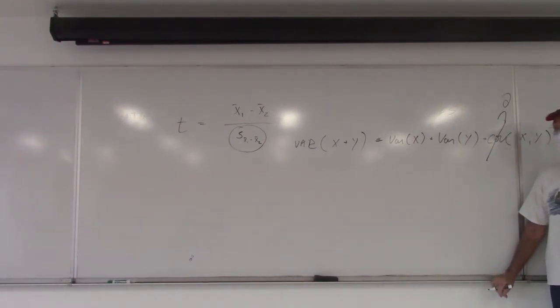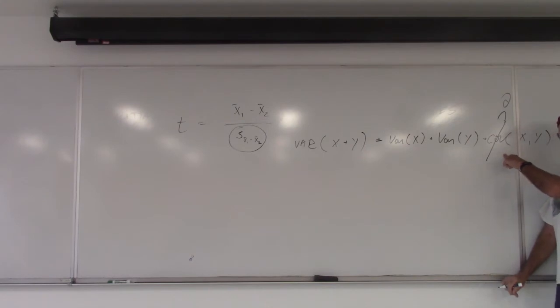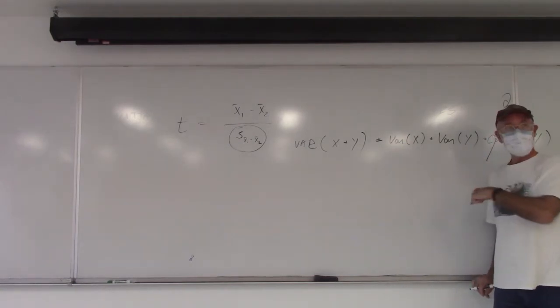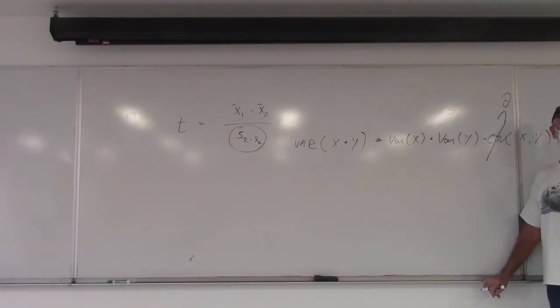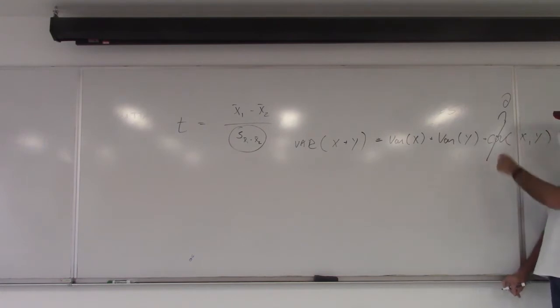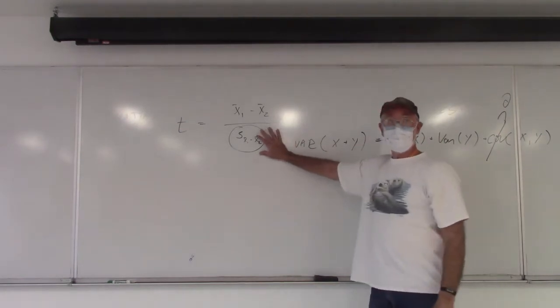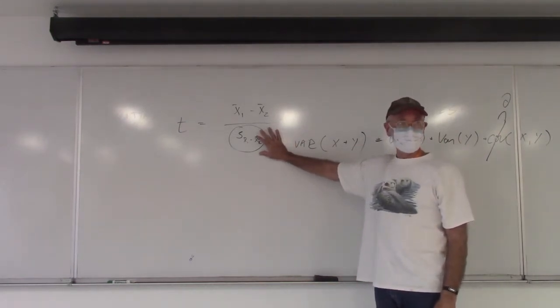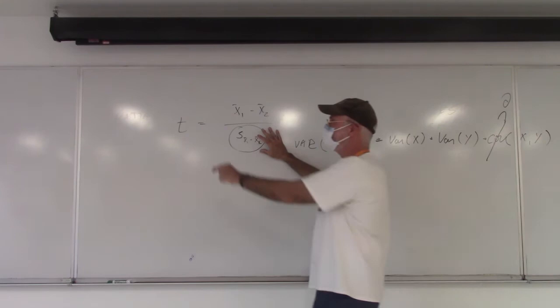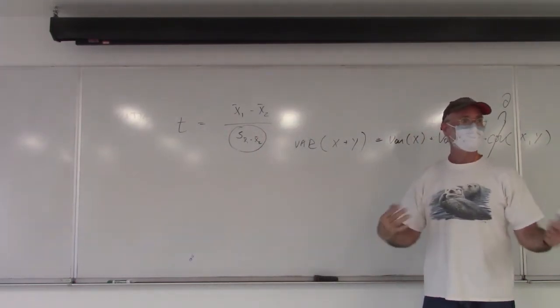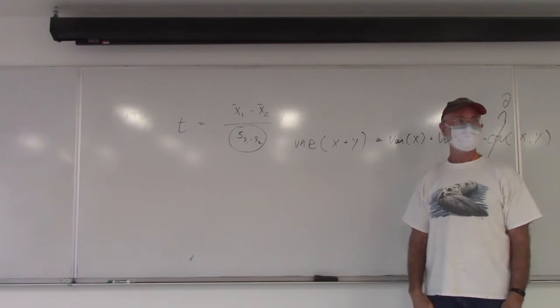But if they're not, the covariance term is going to be non-zero. In other words, if x and y, if front leg and back leg are not independent of one another, and we know they're not, this is going to be non-zero, which means the denominator is going to be bigger, which means your t value is going to be smaller, which means you're less likely to find a difference.